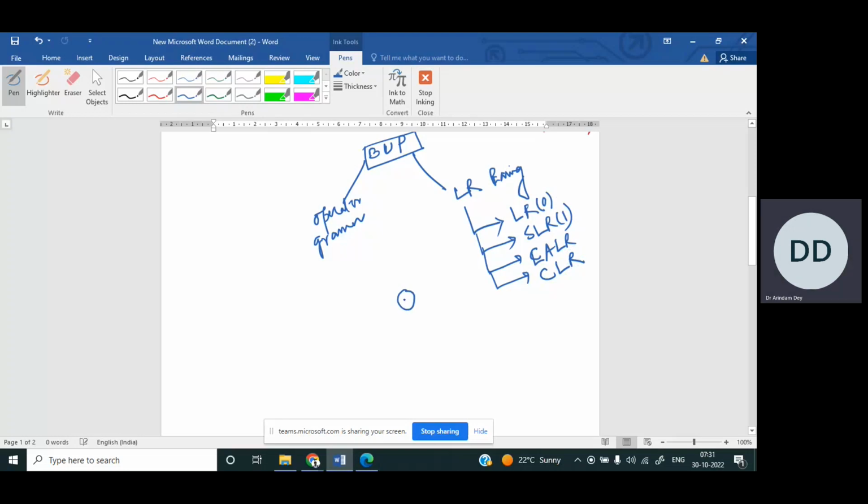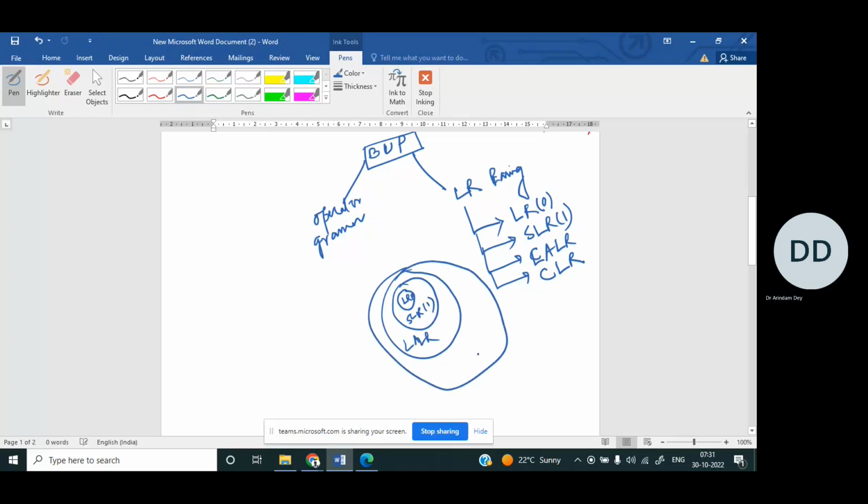If I represent it, it will be LR0, then SLR1, then after that it will contain LALR. After that it will contain the CLR, right? So this is the architecture. Now, some modifications in the diagram I have to make later. As of now, you can assume this is the architecture.